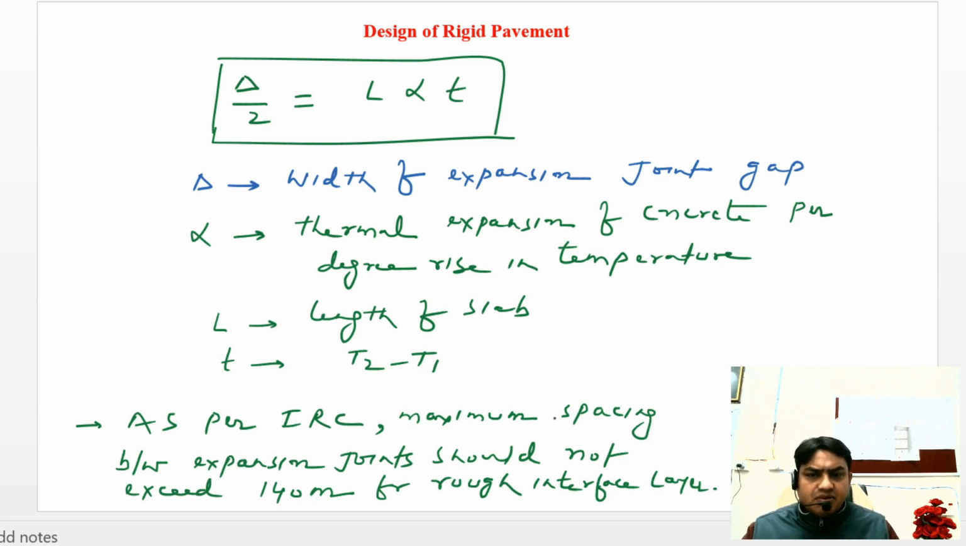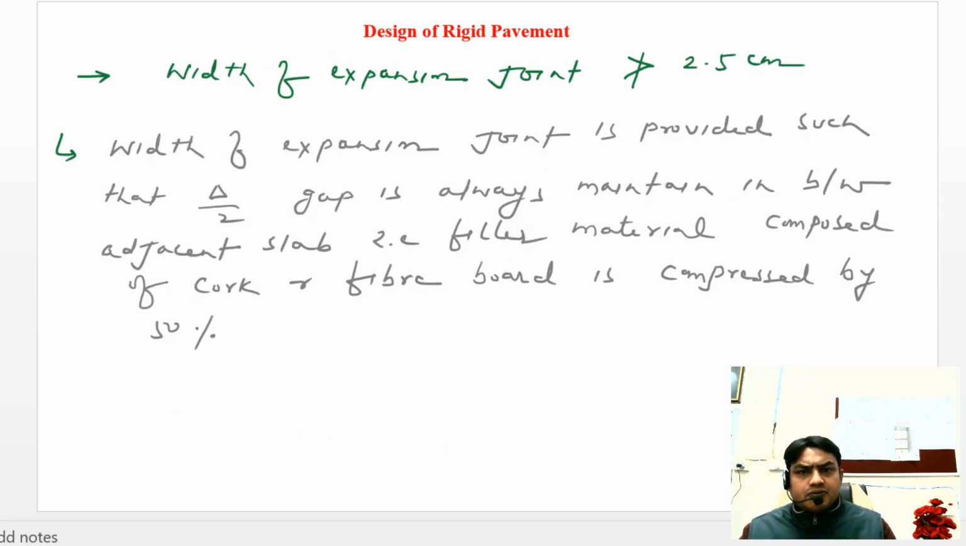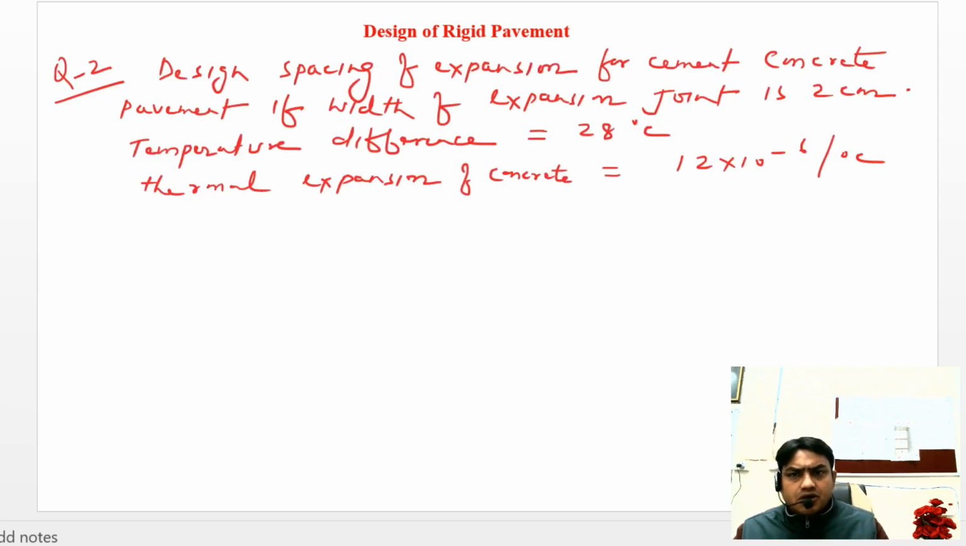As per IRC, the maximum spacing between expansion joints should not exceed 140 meter for a rough interface layer, and the width of the expansion joint should not be greater than 2.5 centimeter. The width of the expansion joint is provided such that a delta by 2 gap is always maintained between adjacent slabs, that is, the filler material composed of cork or fiber board is compressed by 15%. So let us take one question related to these expansion joints.